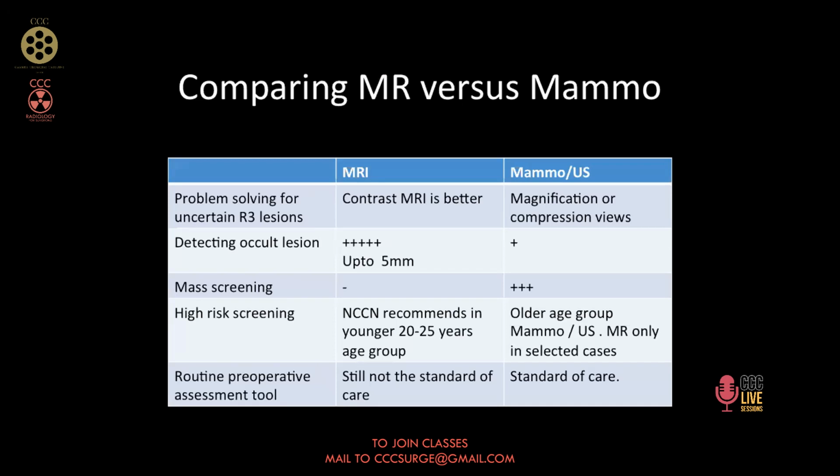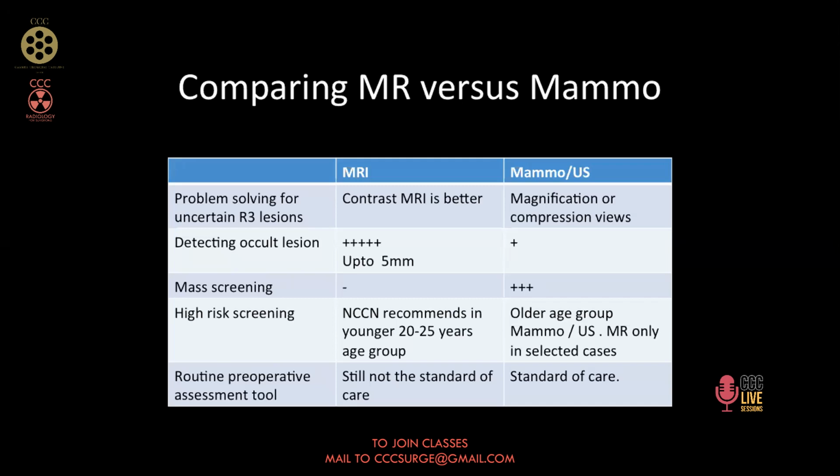For detecting occult lesions, as I showed you in the picture of the patient with Paget's, there was a very small lesion, less than 5 millimeters, which was picked up in MRI but missed in the mammogram. For mass screening, MRI is not helpful because it is costly and you cannot apply it to every nook and corner of a country. Mammogram and ultrasound score there. In high-risk screening, such as familial breast cancer, you do not want to give radiation hazards to the patient, and in them MRI is helpful.